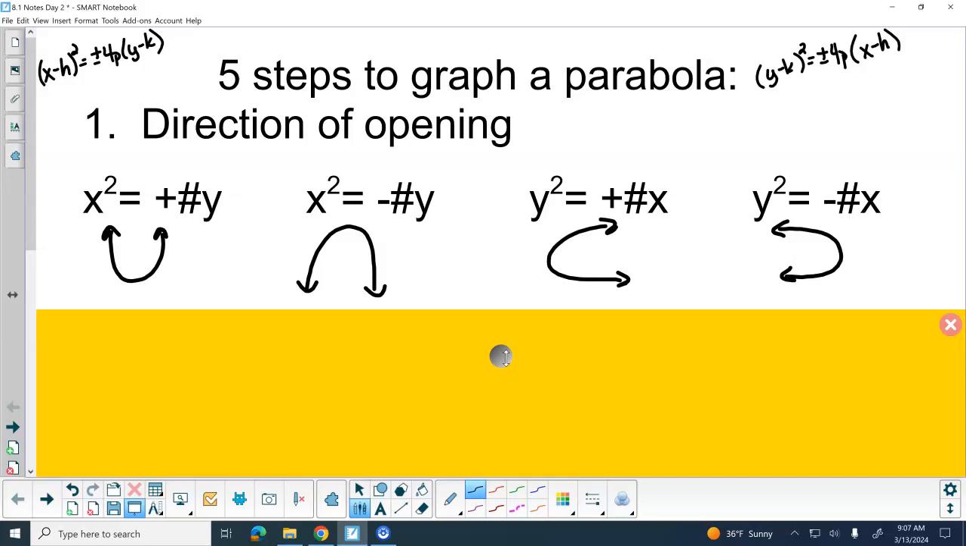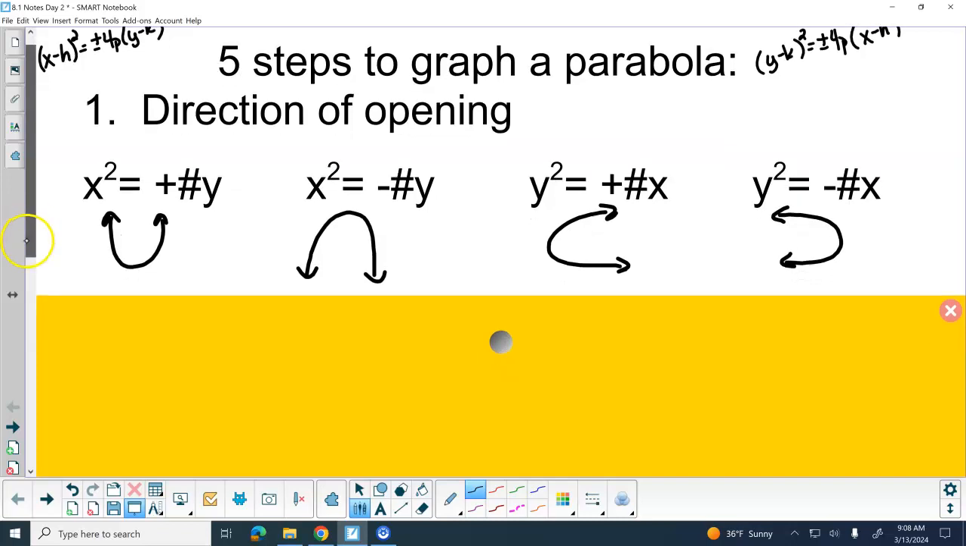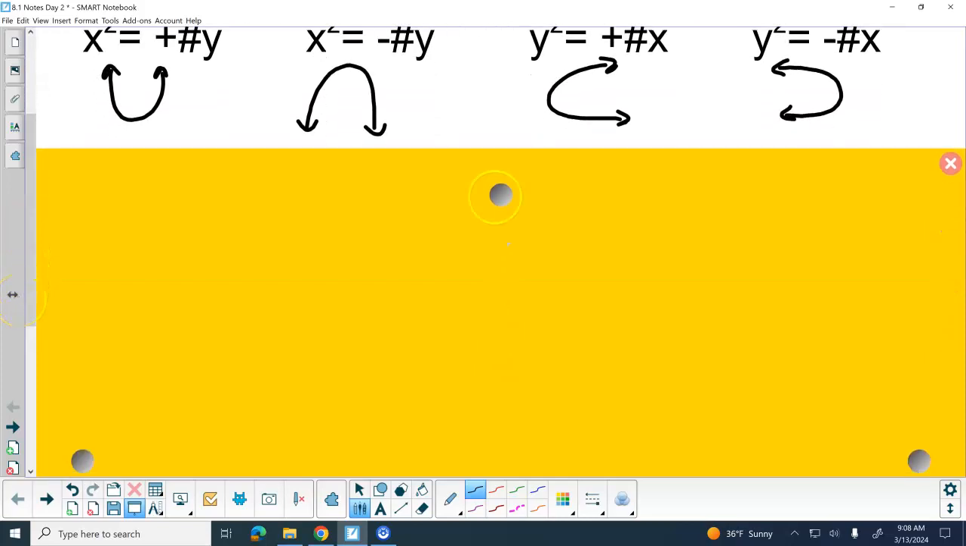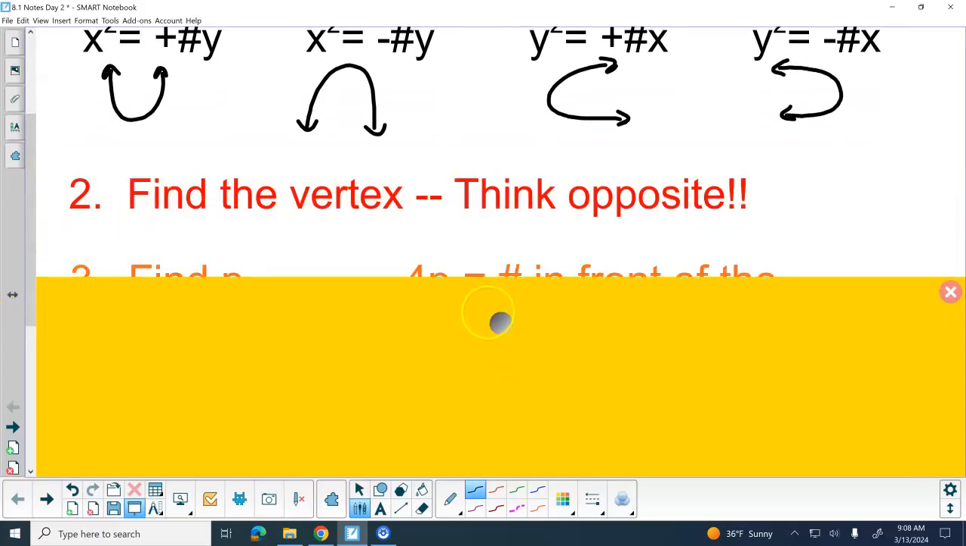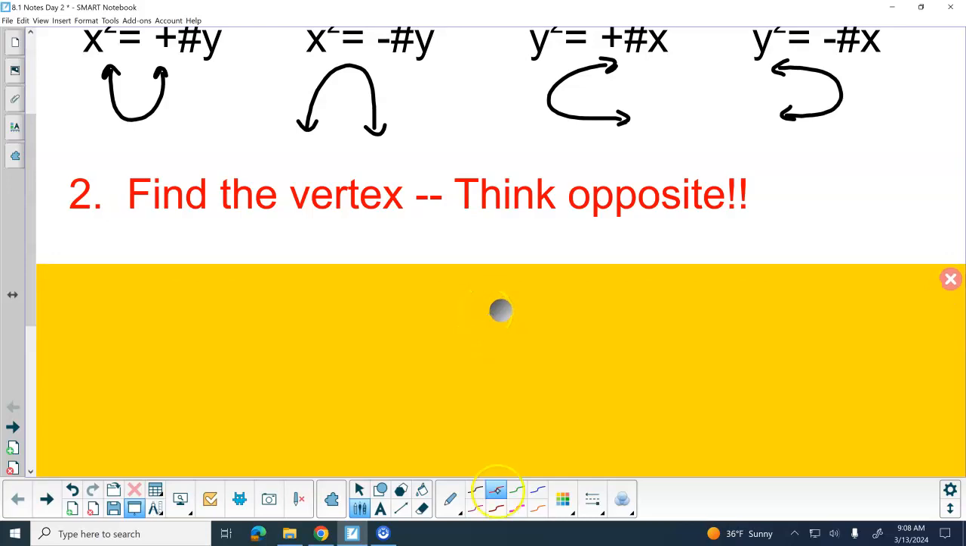Step number 2 then from Monday. Identify the vertex. And that was the point h comma k from our 2 general formulas. And because both h and k in our general formulas are in parentheses, we need to think oppositely about them. Okay? So step number 2 was we need to find the vertex, thinking opposite, and this was the point h comma k.